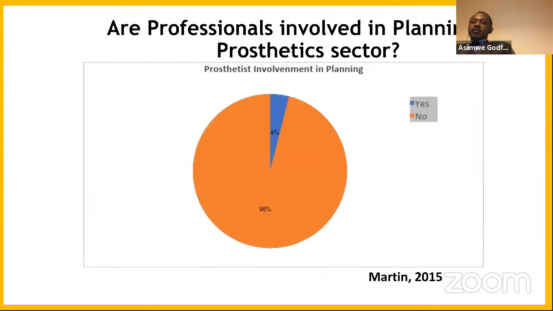So talking about involvement of professionals, the colleague who did research also said that most of the professionals say they are not involved in the planning of the prosthetic sector in Rwanda. Only 4% of those who were asked said yes, but 96% said we are not involved.